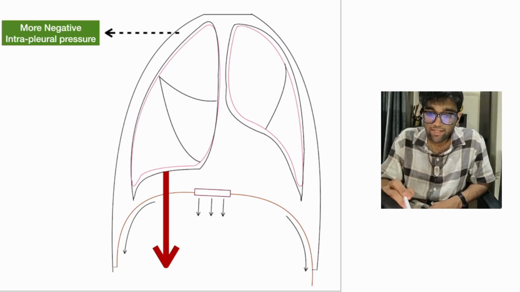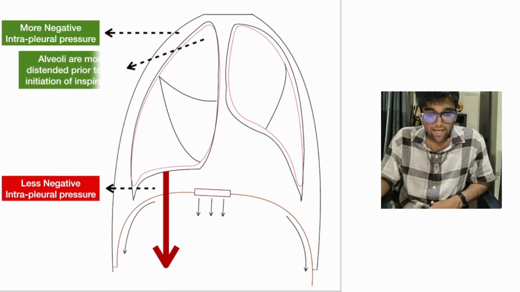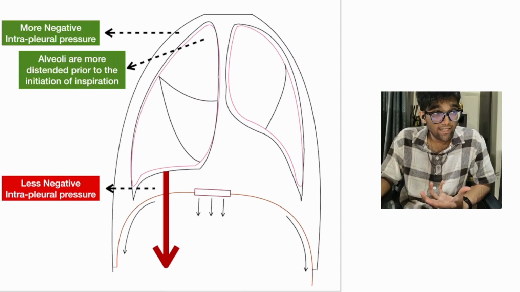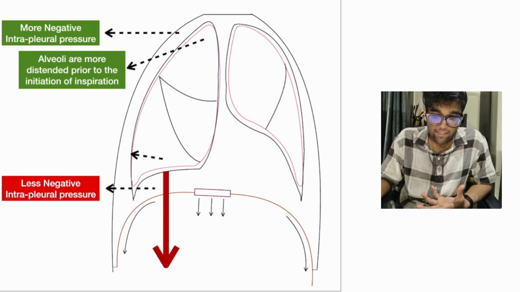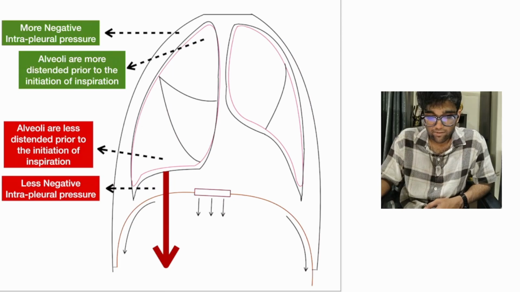Because of that, there is more negative pressure in this area of the pleural cavity as compared to this area of the pleural cavity. And so there's less negative pressure there, and this has an interesting effect on the alveoli that are there. That is, the alveoli at the top of the lung remain more distended at the initiation of inspiration. On the other hand, alveoli at the base of the lung are less distended prior to the initiation of inspiration.